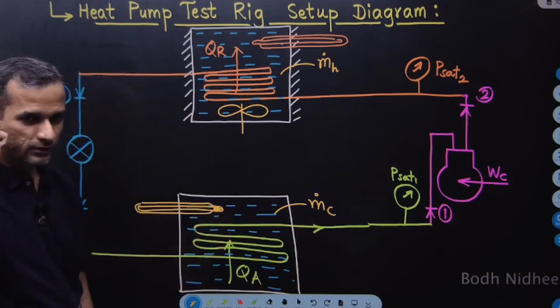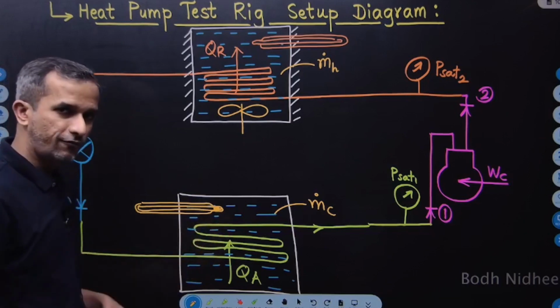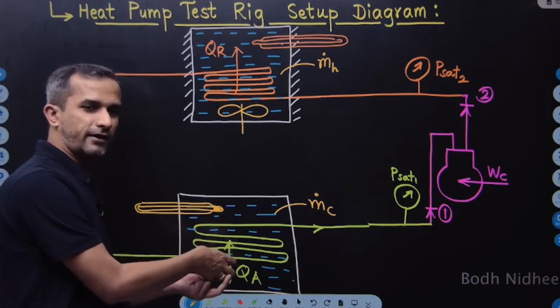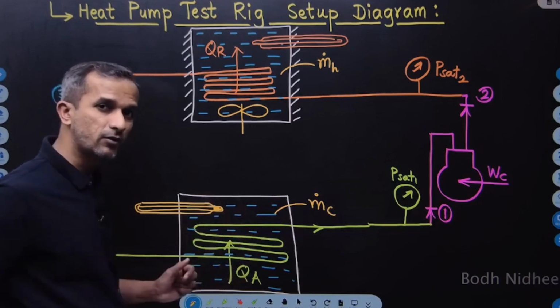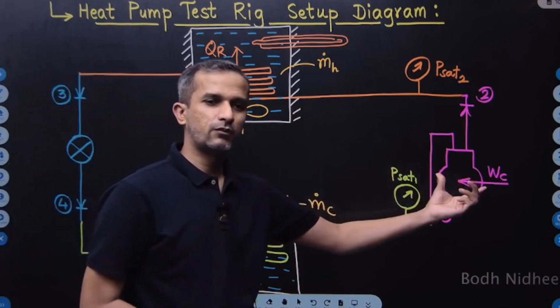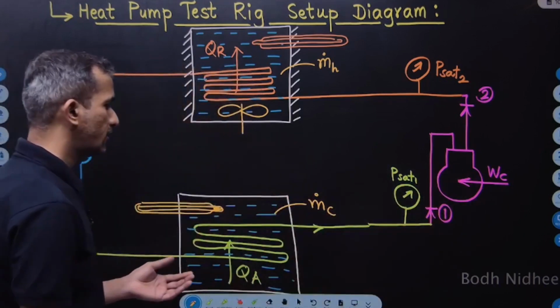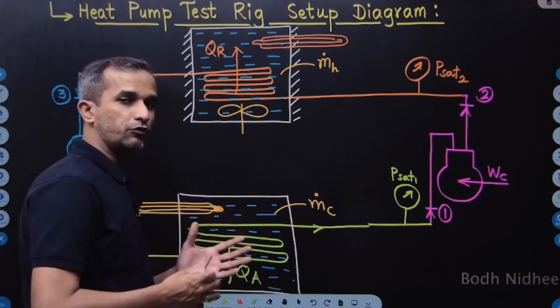Okay, so these are the arrangements I have made to find out how much heat is absorbed. If by some means I am able to find out how much heat is absorbed by the refrigerant from the water, I can find out QA. Yes, you can measure the actual compressor work also, but in this method, by the first law of thermodynamics, we know that the summation of Q equals the summation of W.